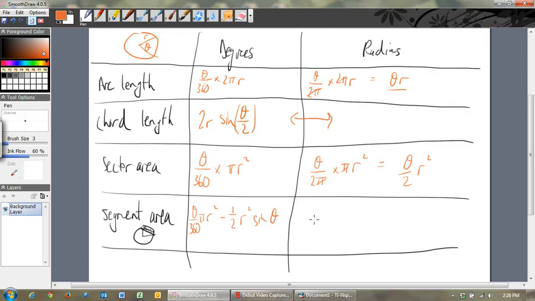If you're in radians, it's much simpler. It's just half r squared, theta minus sine theta. Okay, so there's your formula there. You could take half r squared out of this as well, a little bit simpler. So there's all your formulas. To be honest, I could show you some examples, and I will, but it's just using the formulas. Make sure you know you're in degrees or radians, and just plug in the things.